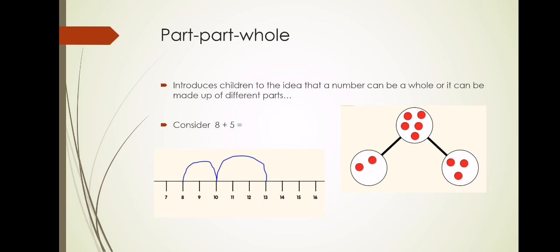So if you consider the problem 8 plus 5, for many children they would have to count on 5 on their fingers. However, it's a much more efficient strategy to partition the 5 into a 2 and a 3, add on the 2 first to make the next 10, and then add on the 3. They are calculations that the children find a lot easier than 8 plus 5, and so they will inevitably be more successful.